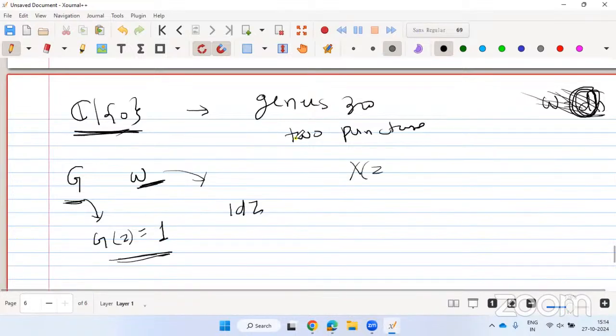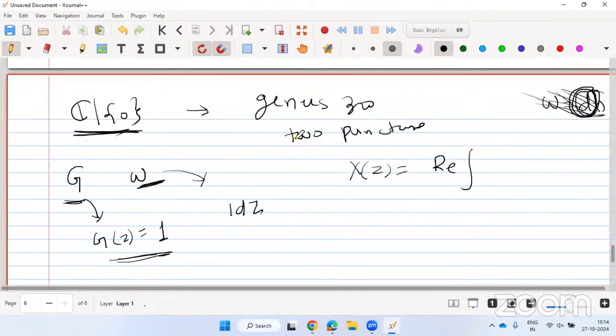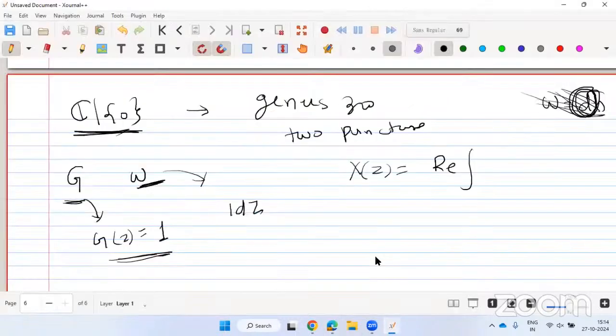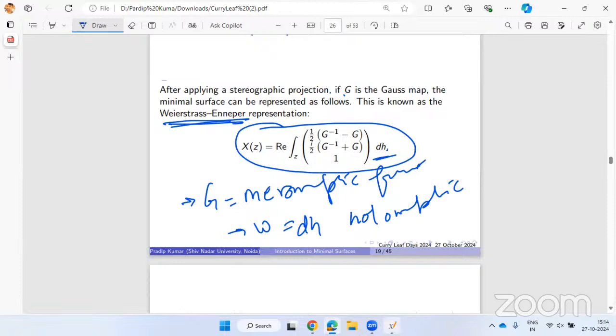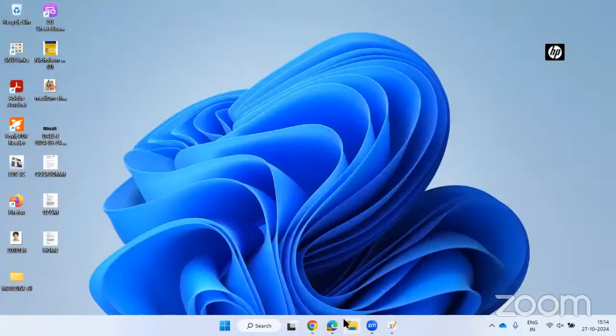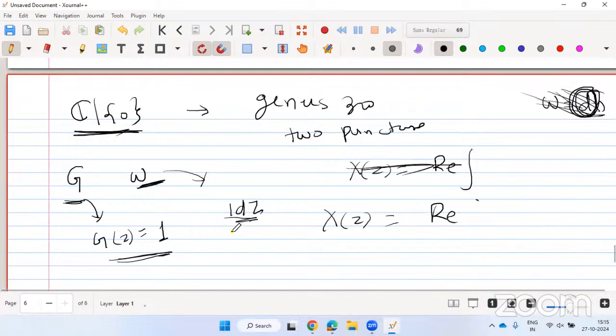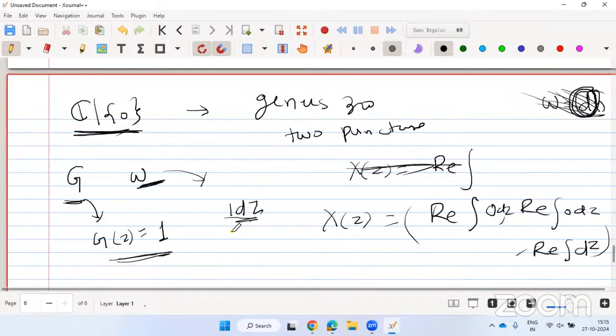What is that? X(z) equal to the real part of the integration. I do not remember the formula for G inverse minus G. What is G? G was 1. So I take G is 1, then this will be 0, 0. And then this is the dh. What is dh? dh is 1 dz. So then X(z) will be very easy. X(z) will be just the real part of the integration of 0 dz, comma, the real part of the integration of 0 dz, comma, the real part of the integration of dz.